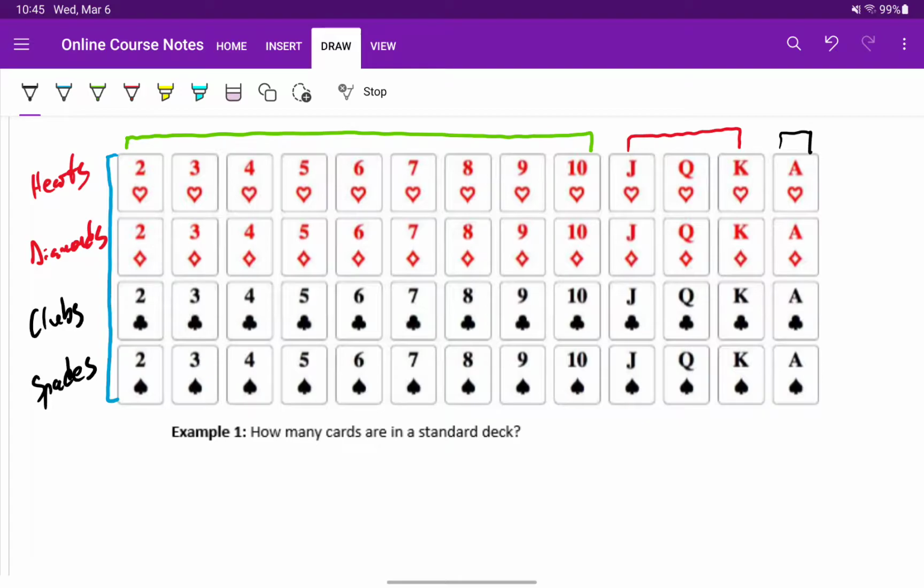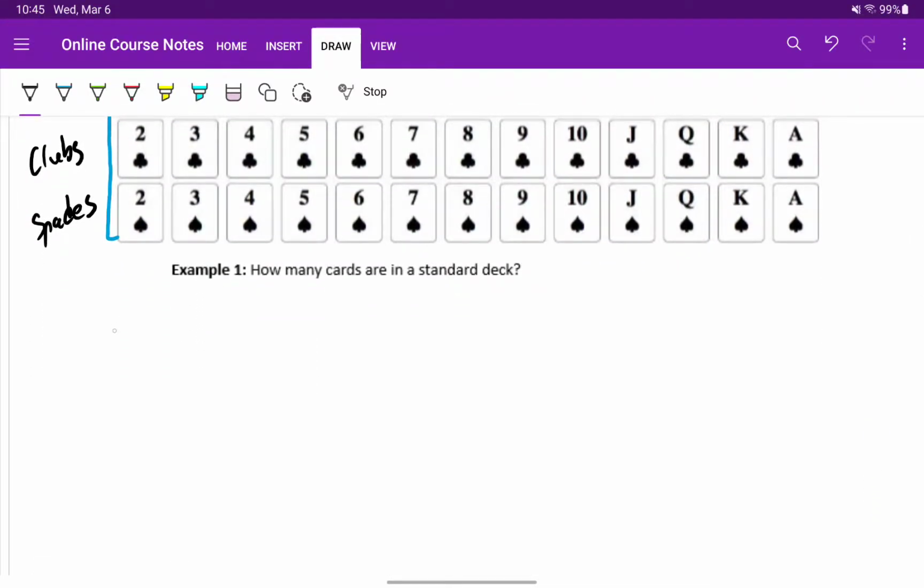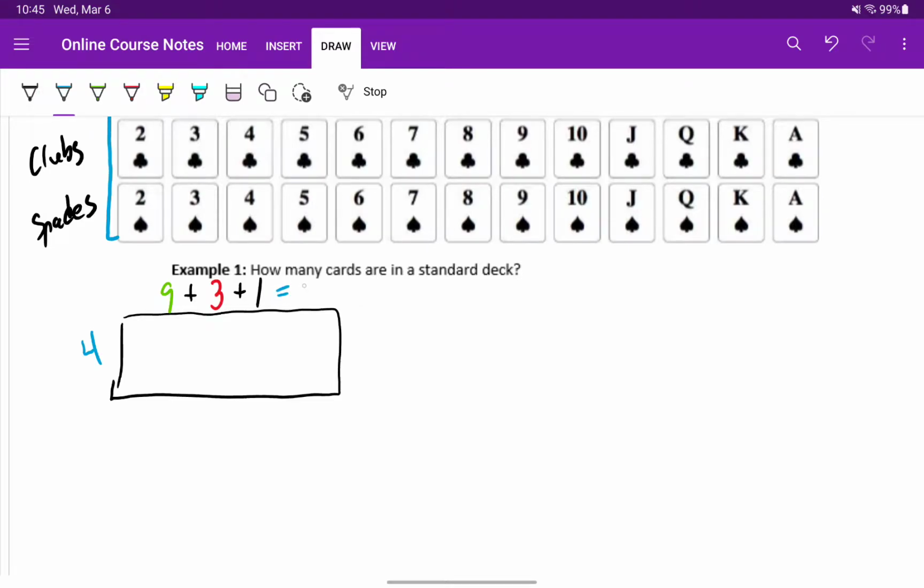If you kind of squint your eyes at this grid of cards that we have, you can start to see that it looks like a rectangle. With one side of length 4 for each of those different suits, and then the other side with a length of 9 for each of those numbered cards, plus 3 for each of the face cards, plus 1 for the ace, giving us a total length of 13 on that side. To find the area of a rectangle, we take length times width, or one side multiplied by the other side. In this case, that would be 4 times 13, or 52.